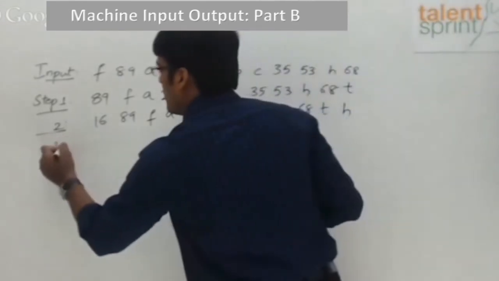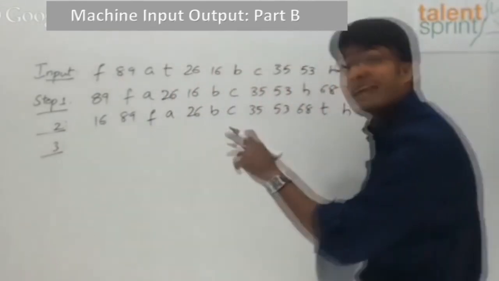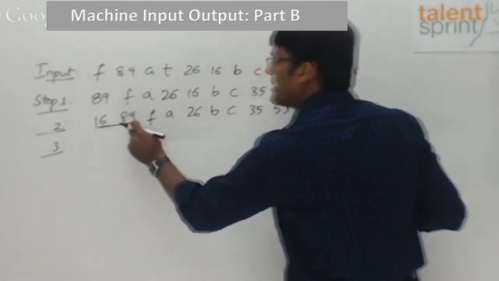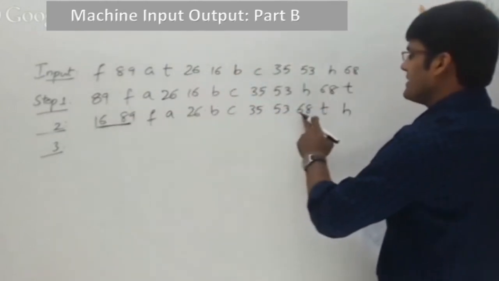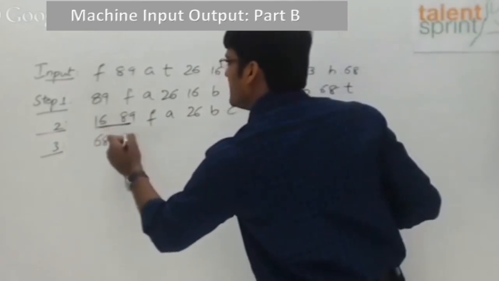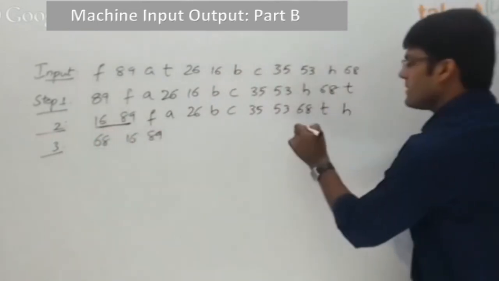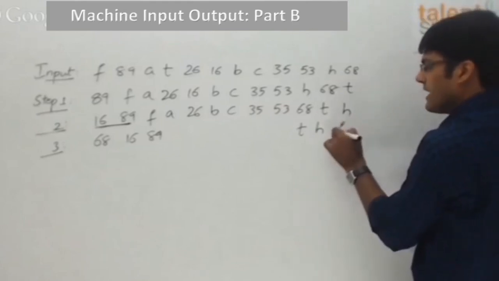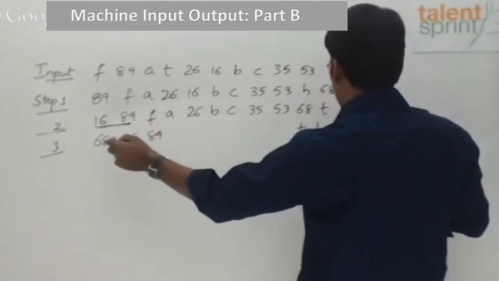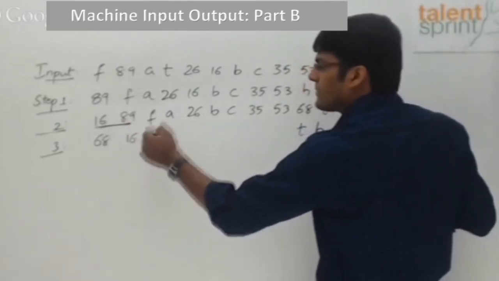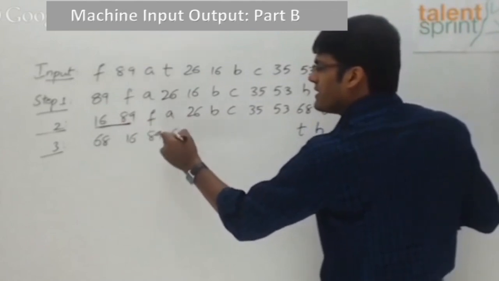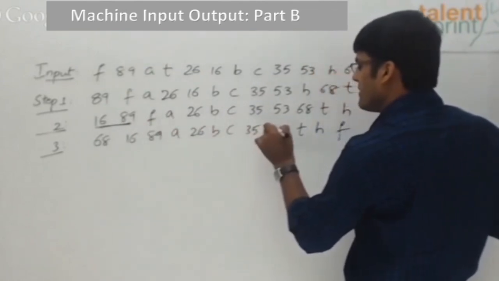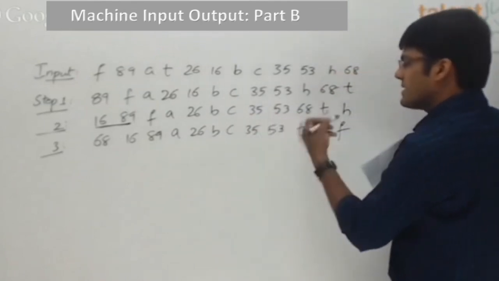Then continue. Now after 16, we need to get the second largest number. See, this smallest-largest pair is formed. Now second largest. So what is second largest here? 68. 68 will come. Then 16, 89. And here we have already got T and H. What comes before H? It should be F. F here. Then copy the remaining things. So 68 and F have gone. So A, 26, B, C, 35, 53, and 68 has gone there anyway.